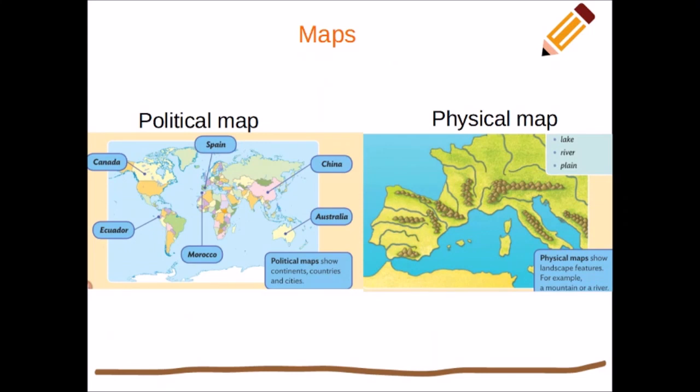And that's just some of the fun that we can have with maps. With political maps, which tell us about the continents, the countries, and the cities, and physical maps, which tell us and show us landscape features. There's a lot we can learn about our world just by looking at maps.